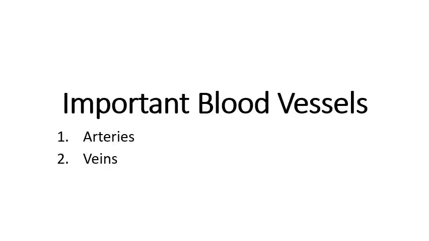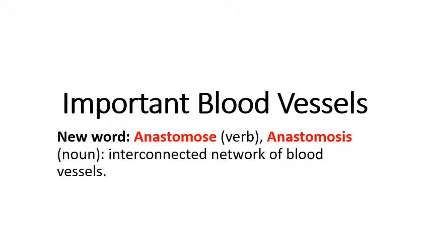Okay, now for the unpleasant part. We're going to learn the names of important arteries and important veins. A new word that we have to learn is anastomose. That's a verb, and an anastomosis is a noun. An anastomosis is an interconnected network of blood vessels, kind of like a net, literally a net, where if there's a blockage, the blood can take another route to get around it, right?